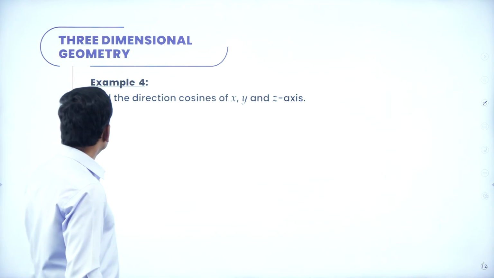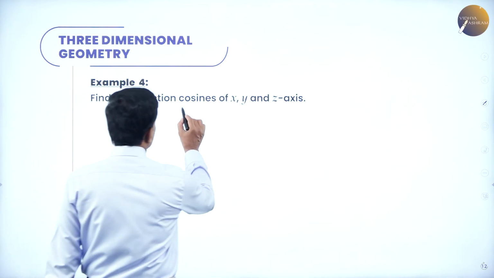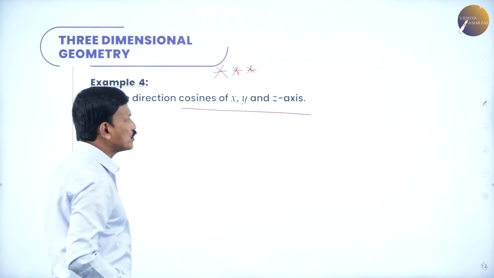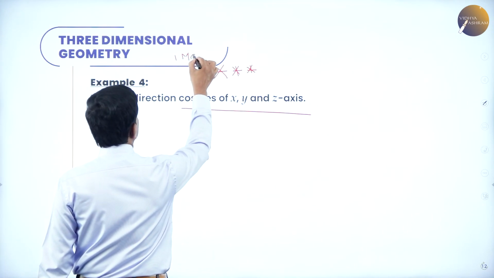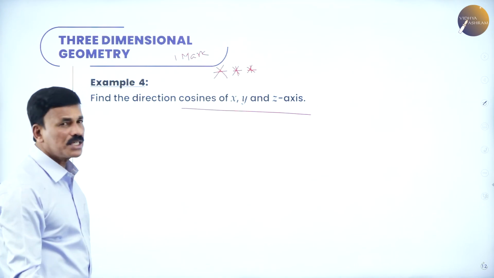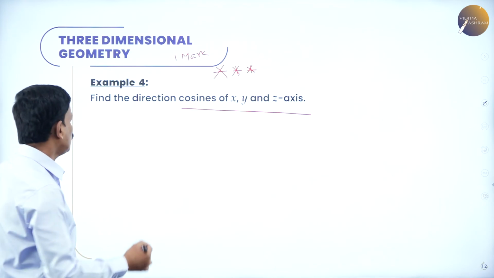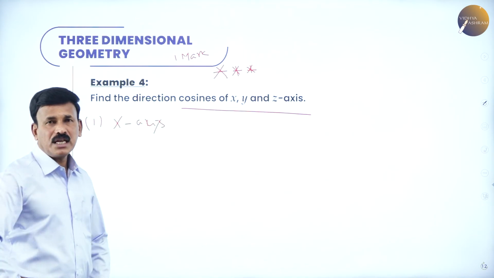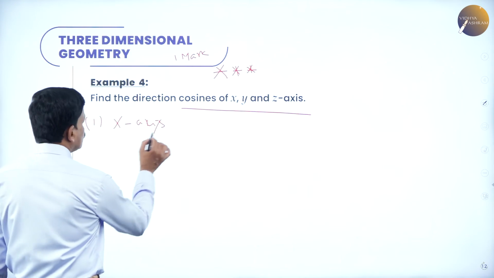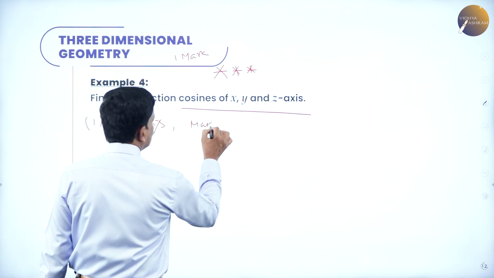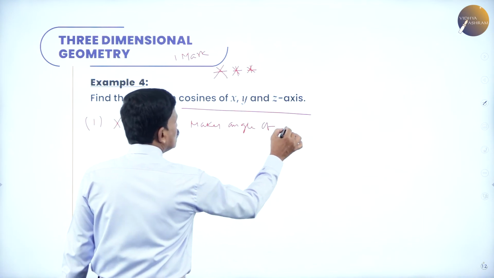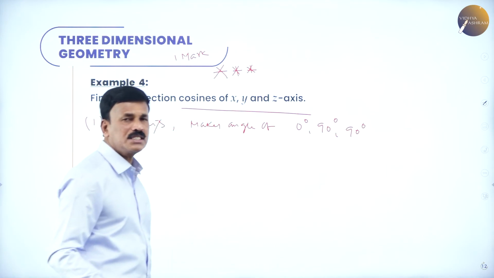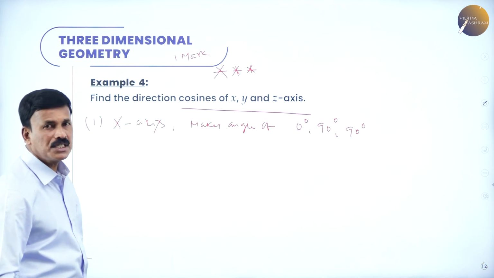Now, let us come to the next problem. Find the direction cosines of the x, y and z axes. This is also a very important problem. Usually you will get this as a 1 mark question. Find the direction cosines of the x, y and z axes. Now, let us come to the first one, the x-axis. A line on the x-axis makes angles of 0 degrees, 90 degrees and 90 degrees.